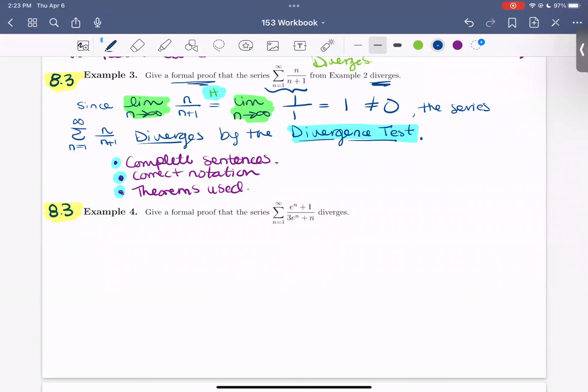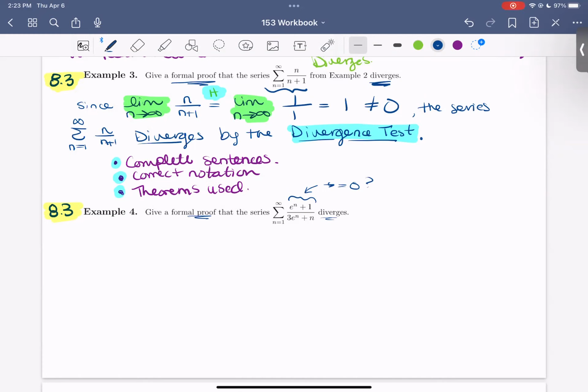All right, so we're continuing our work in section 8.3, where we're going to look at example 4. In example 4, we're going to practice again giving a formal proof that a series diverges. So far we've only used this divergence test to determine divergence. So let's go ahead and use that. And we can look then at these terms and wonder, do they go to 0?